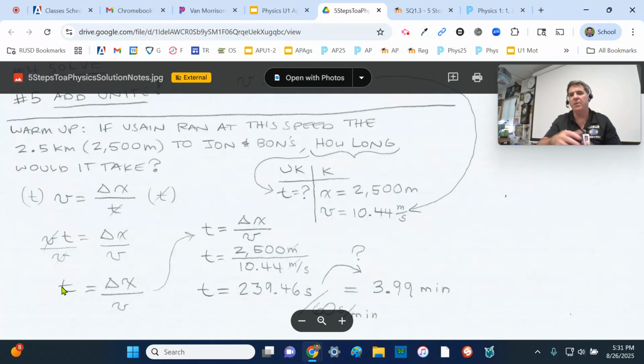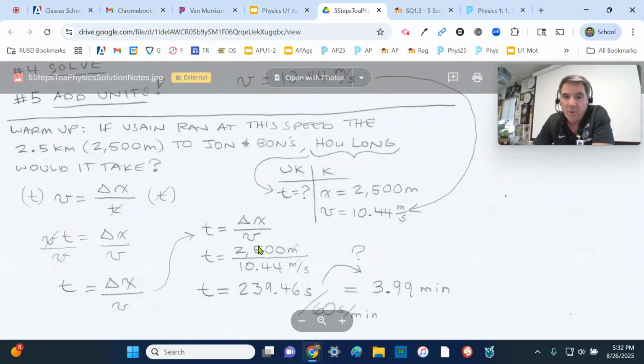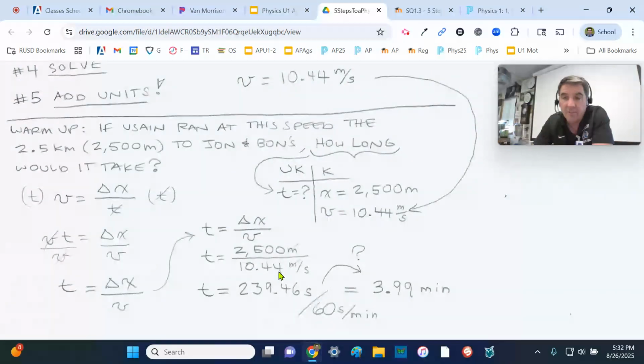So this is just kind of a repeat, but really solidifying the idea that we're doing the 5 steps to a physics solution. In this case, I'm going to multiply t on each side, and then divide by v, and it's basically cross multiplication. So v equals delta x over t turns into t equals delta x over v. I substitute my distance over my velocity this time, and I get my time.